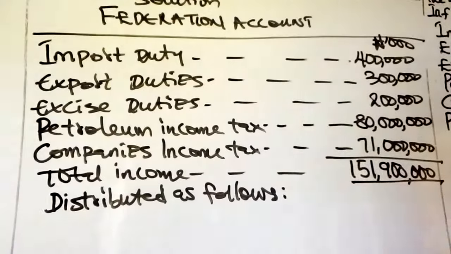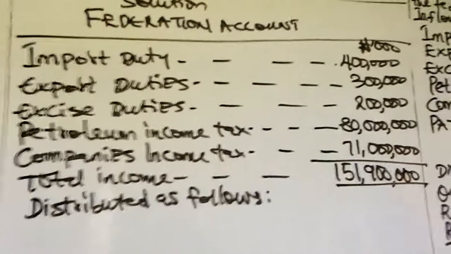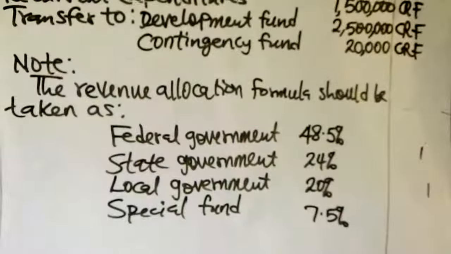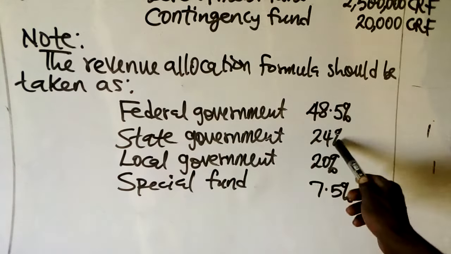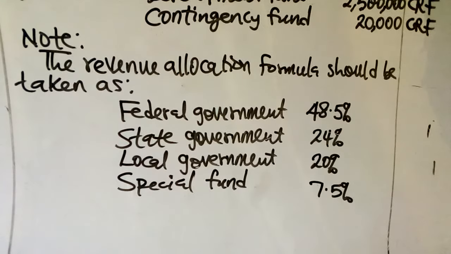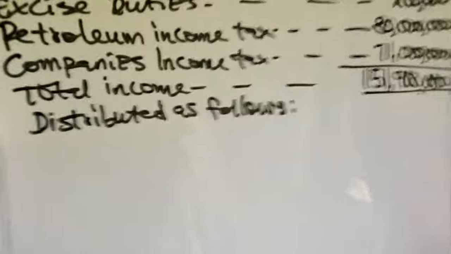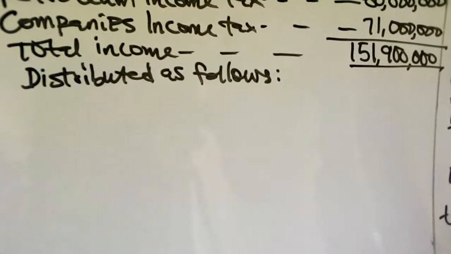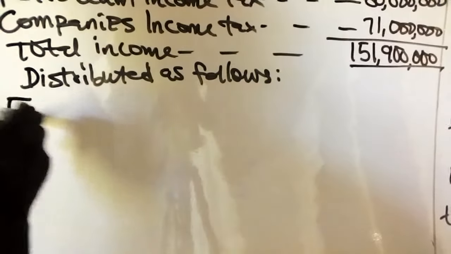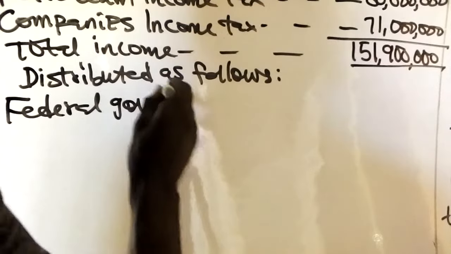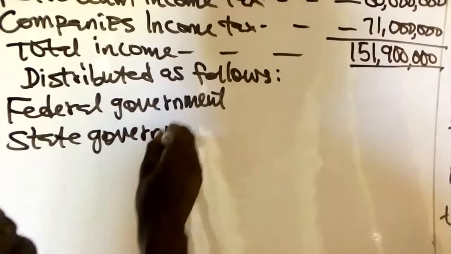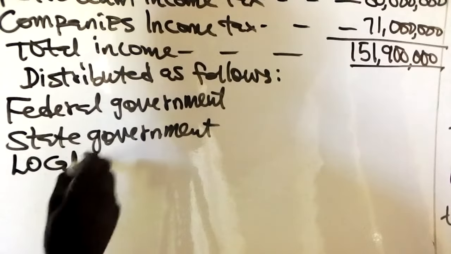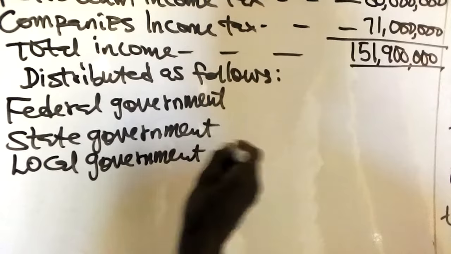The formula to use: we were told that the revenue allocation formula should be taken as the federal government 48.5%, the state government 24%, the local government 20%, and special fund 7.5%. So now we want to distribute it: the federal government share of the Federation account, the state government share, the local government share, and the special funds.